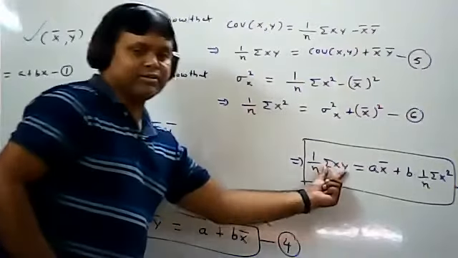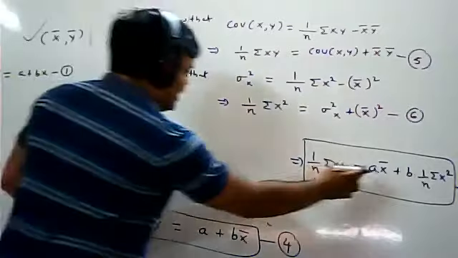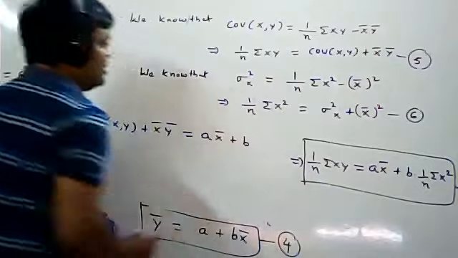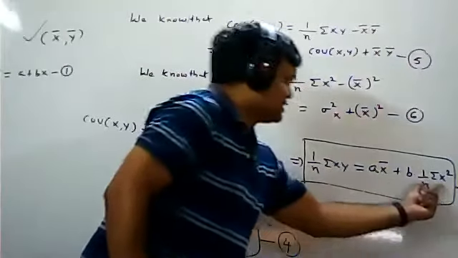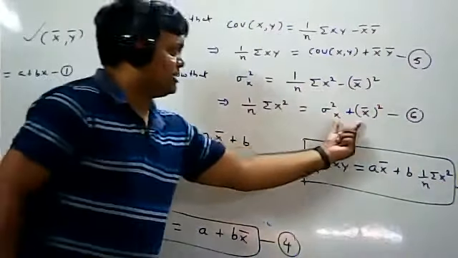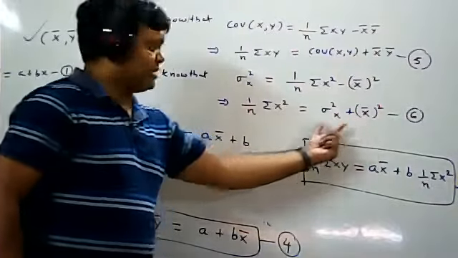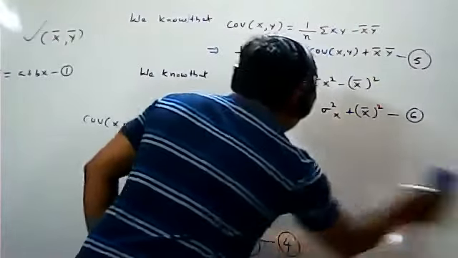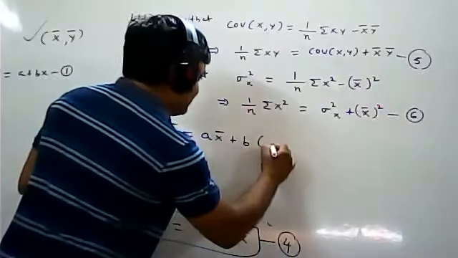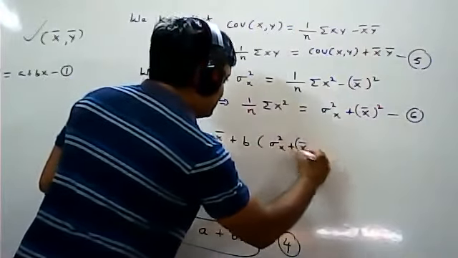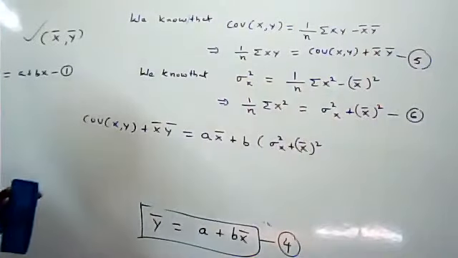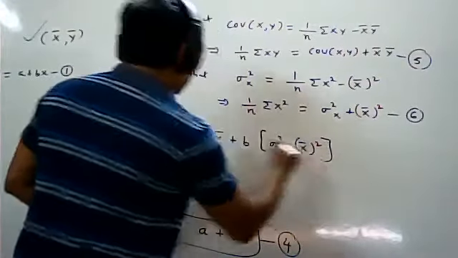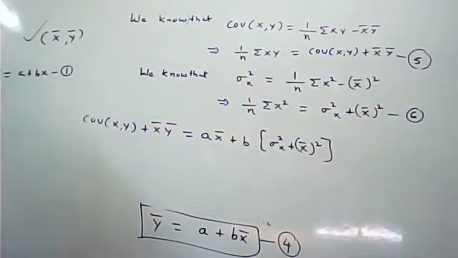So this one is completed. Equal to a x bar as it is, plus b into 1 by n summation x square. 1 by n summation x square means what is the value? This is the value, sigma square x plus x bar whole square. So that I will substitute here. So that means you will get b into sigma square x plus x bar whole square.